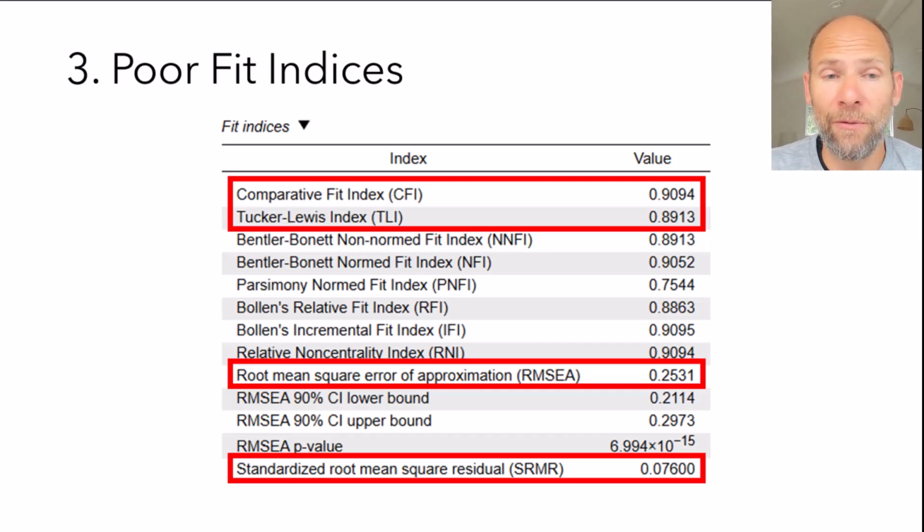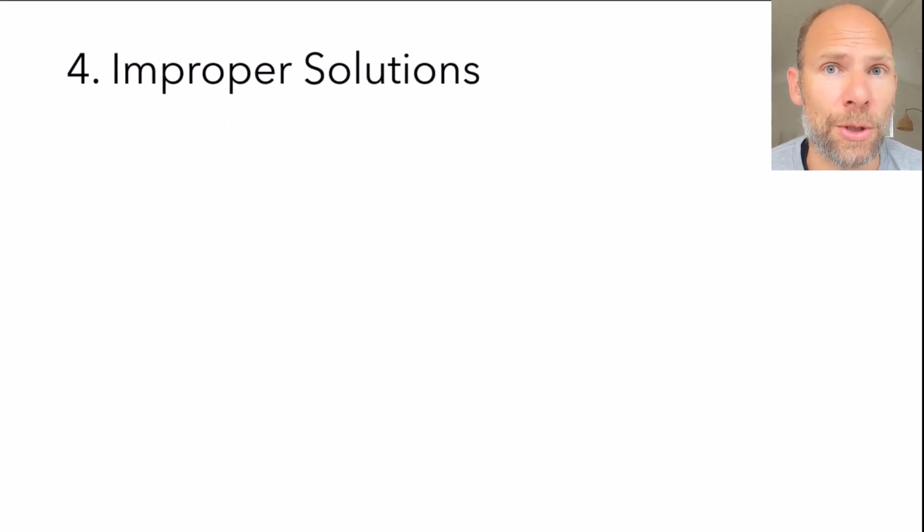Okay, sign number 4, improper solution. You may find that a model converges. A model shows an okay chi-square, maybe even a good chi-square that is non-significant. Perhaps the model shows good fit indices, and yet the model results in one or more parameter estimates that are out of bounds, meaning out of the range of admissible values.